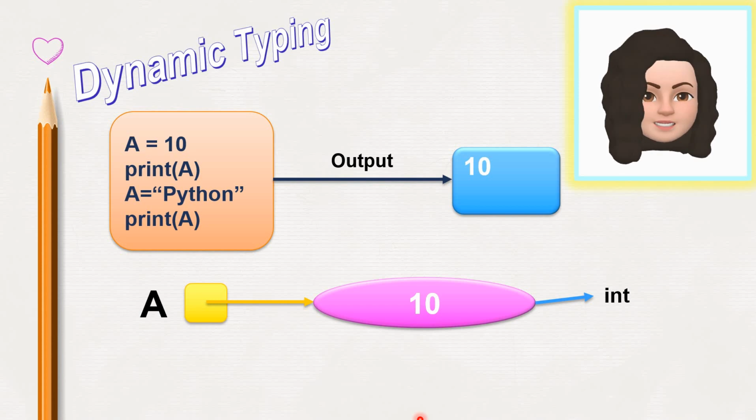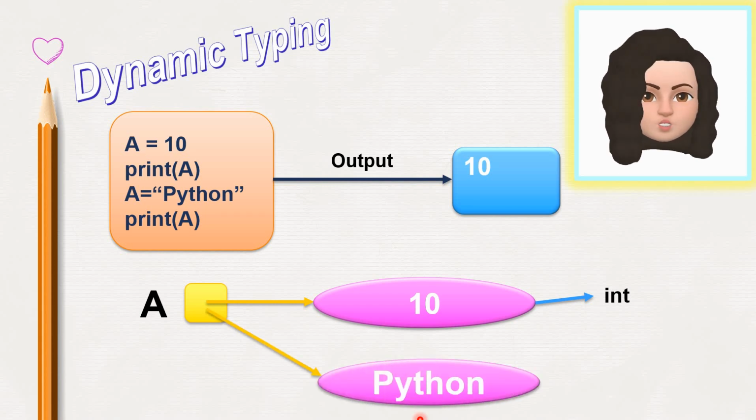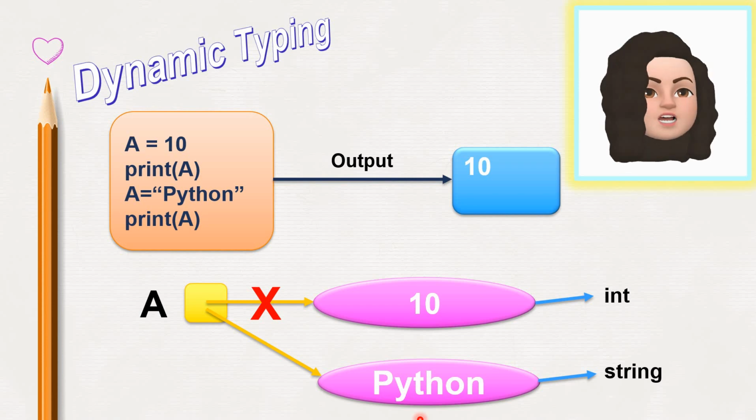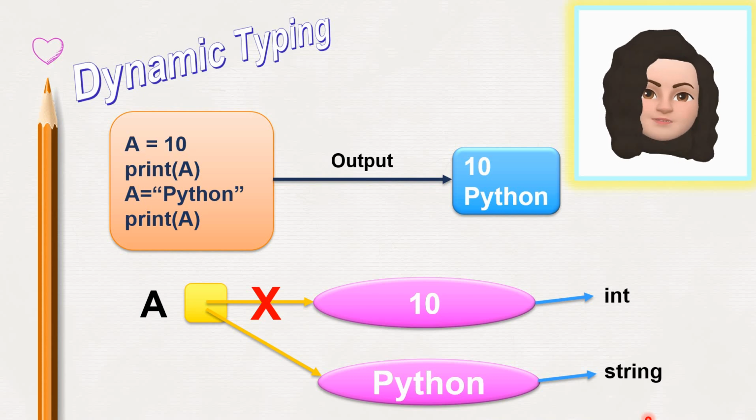And when the third statement is executed, A is equal to Python. So now A was pointing to the value 10. When the third statement is executed, the variable A will point to the value where Python is stored, which is of string data type. Now when the fourth statement is executed, print A, the value of A will be Python, not 10. So first, the variable A was pointing to integer data type. Then it was made to point to another data type, which is a string. So this is known as dynamic typing.